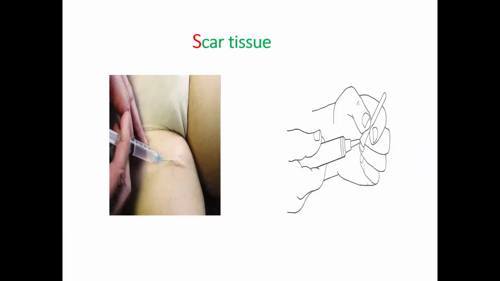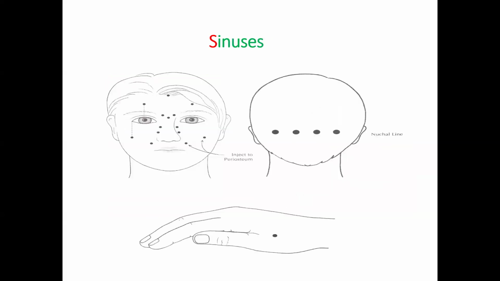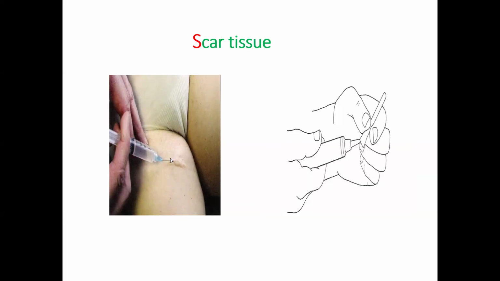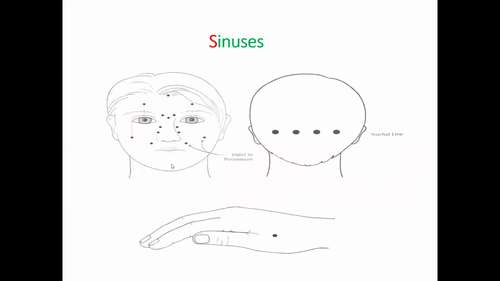So some of the interference zones that we know about is the scar tissue. And I do this injection all the time, all right? Just infiltrate the whole scar with 0.5% lidocaine. And I like to bend the needle so I can get as near as I can to the scar tissue.